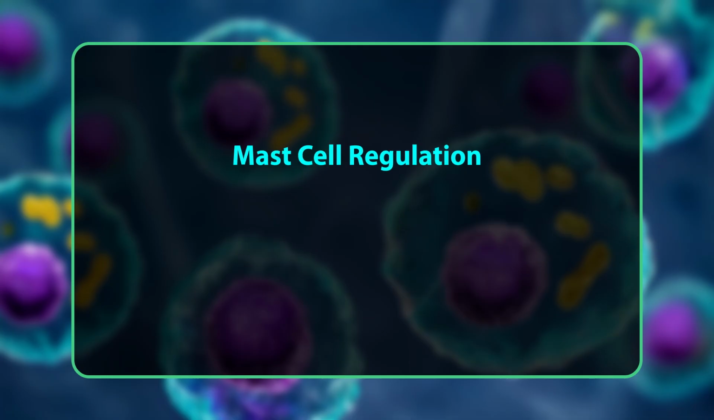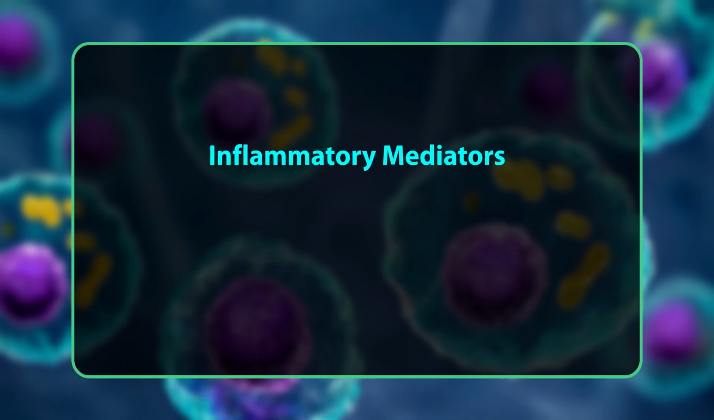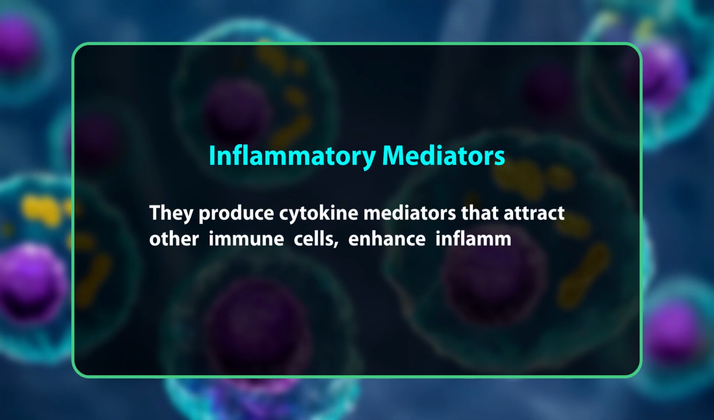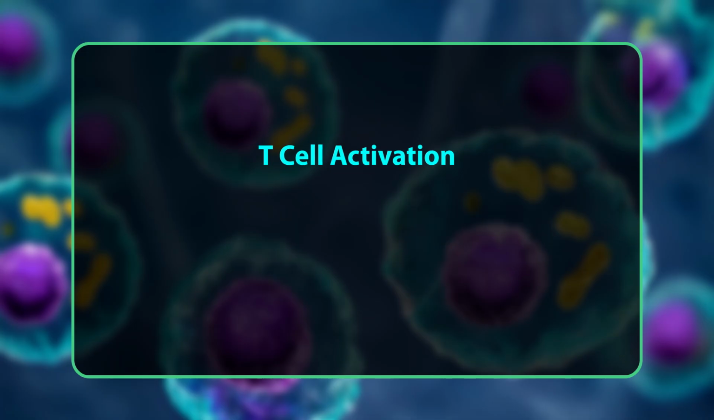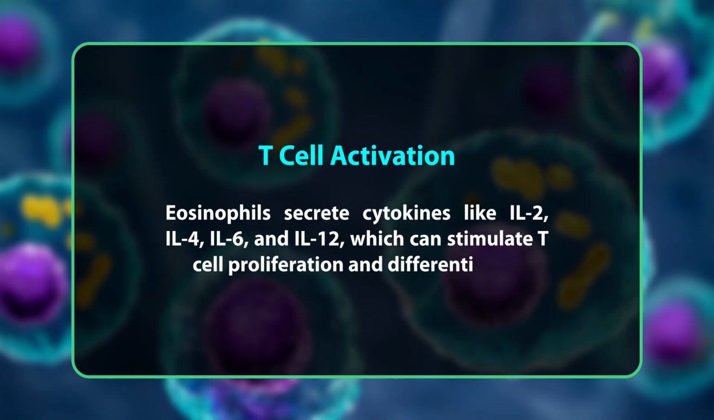Mast cell regulation. Eosinophils can interact with mast cells, influencing their activity through the release of cytokines. Inflammatory mediators. They produce cytokine mediators that attract other immune cells, enhancing inflammation and promoting tissue repair. T cell activation. Eosinophils secrete cytokines like interleukin 2, 4, 6, 12, which can stimulate T cell proliferation and differentiation.